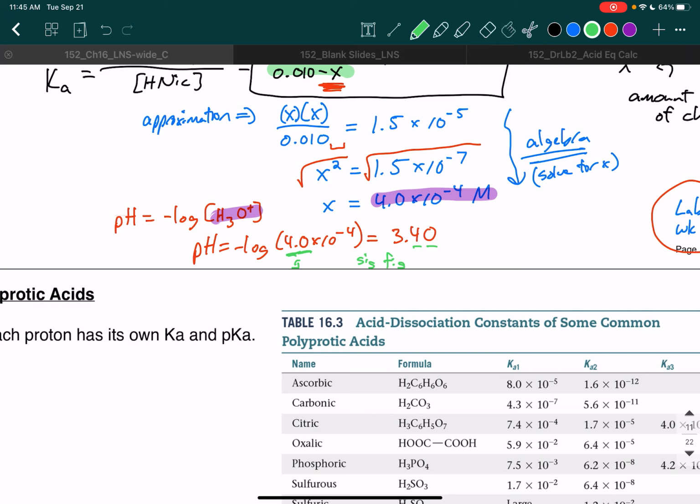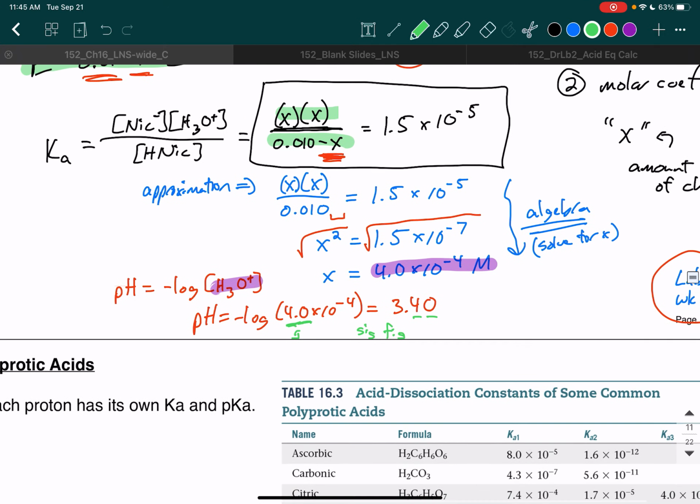Or if you set up your calculator, there's actually another way you can do it. Let's not even talk about it because it's not going to be on the test. Let's go on. Let's talk about the approximation here.